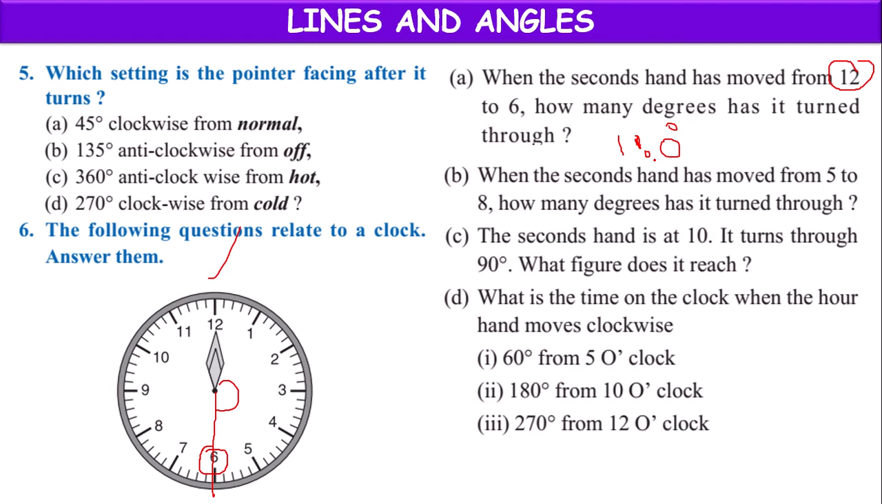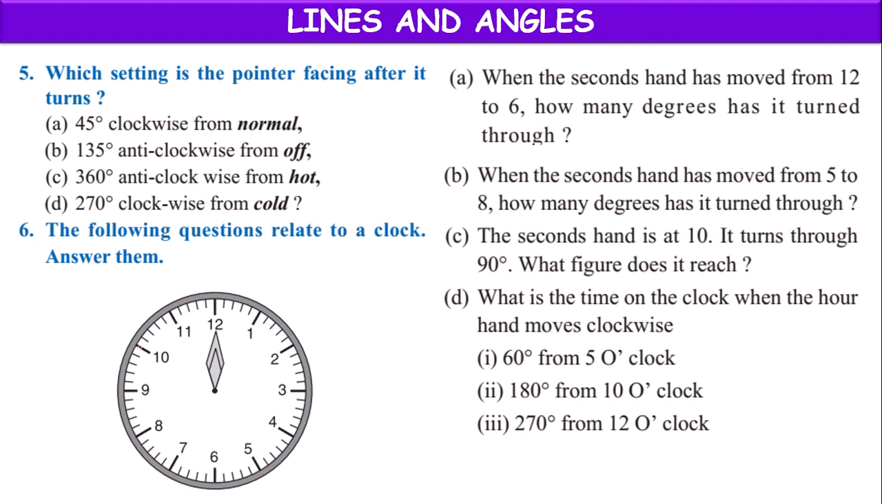Next. When the seconds hand has moved from 5 to 8, previously it is at 5. Now it has moved to 8. Already we have learned in our concepts, between these two numbers, the angle is 30 degrees. 5 to 6, 30 degrees. 6 to 7, 30 degrees. 7 to 8, 30 degrees. That means 3 complete parts, which is equal to 90 degrees. Answer, 90 degrees.